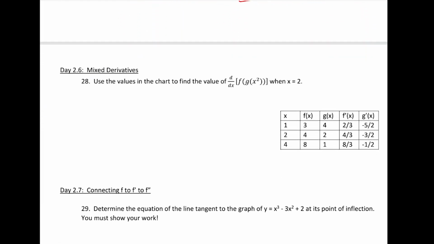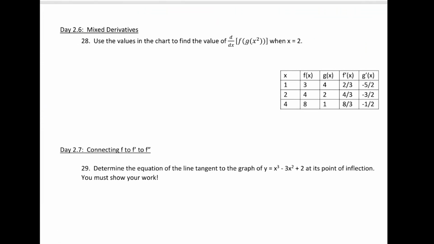Number 28 says use the values in the chart to find the derivative of f of g of x squared when x equals 2. Okay, so we've got some serious chain rule action going here, with three embedded functions. First we're going to find the derivative of the outside function, and we've got three nested functions here. We've got f, we've got g, and then on the very inside we've got this x squared.